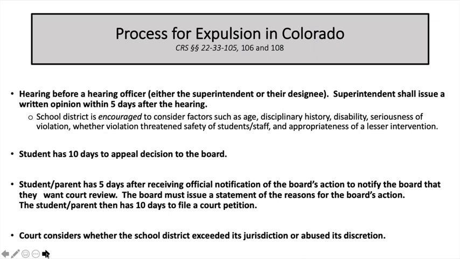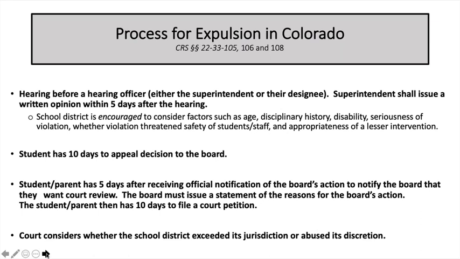So, often the purpose of having a hearing is to talk about those factors in addition to whatever disputes there are about what actually happened. But school districts are not required to take those factors into consideration in terms of deciding what punishment they want to give out. Once the student receives the decision, they have 10 days to appeal that decision to the board. So it's a very short deadline. And then typically there's a hearing before the board.